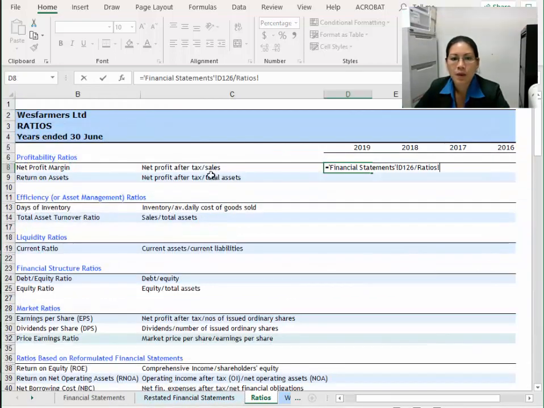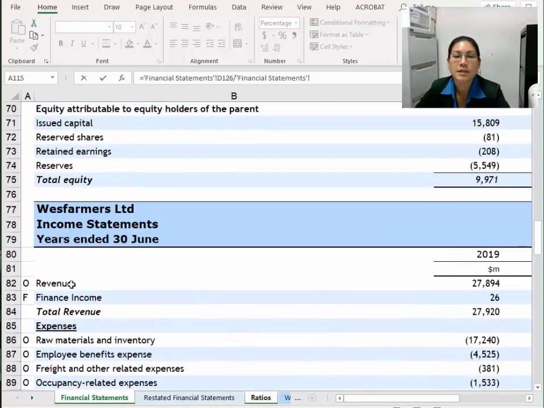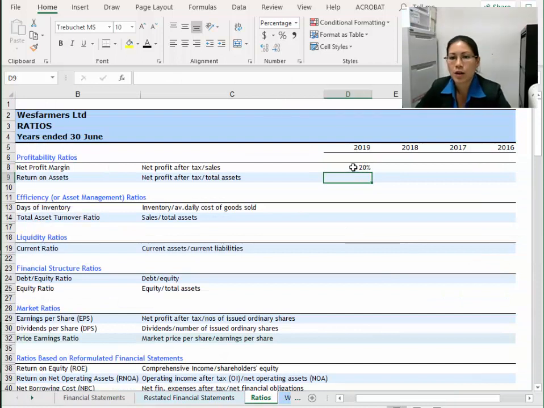divided by our sales. Now, some of your companies will actually list out a sales figure in the revenue section of your income statements. Wesfarmers doesn't for me. I separated out the finance income, so I'm just going to link to this revenue item here. If you chose to link to total revenue, that's fine also. You would just write about why. You might like to include all of the revenue. I'm going to separate out the finance income in this case, leave it out and link to the revenue. So hit enter and drag it across.